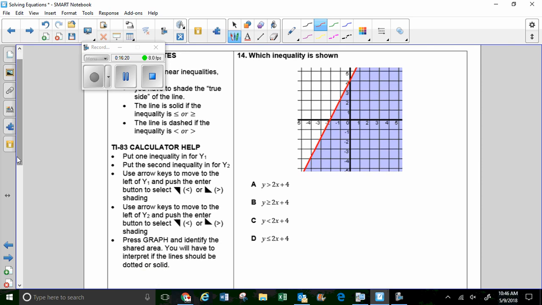So it says which inequality is shown. Well, that's a solid line. So right off the bat, which 2 can we cross off? I can cross off A, because that's not a solid line, doesn't have the or equal to underneath. And C is not a solid line. So now I just need to determine, well, those are the same exact equations, 2x plus 4, but the symbol is different. So is this going to be a less than or a greater than? Well, it's shaded below, so that should be less than or equal to. So that's going to be D.